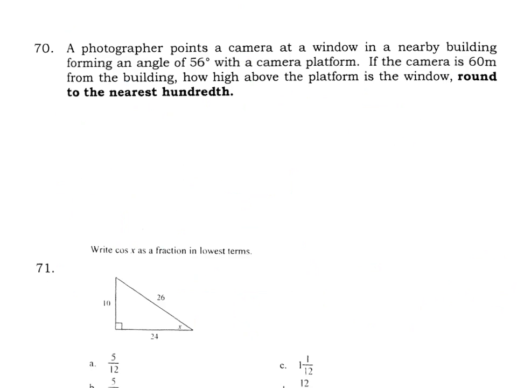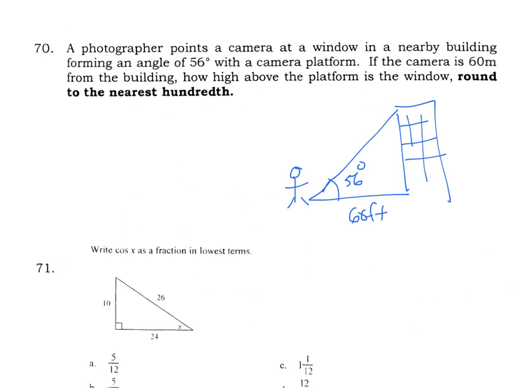Alright, so the next topic here, number 70, we're going to look at some trig stuff. A photographer points a camera at a window at a nearby building forming a 56-degree angle. Now, drawing pictures here, ladies and gentlemen, is your best friend. So here's Mr. Photographer, and we have a 56-degree angle. Now, at this point, make sure your calculator is in degree mode because we are talking about degrees, not radians. It says the camera is 60 feet from the building, so 60 feet from the building, and I'll draw the building up here if it helps the visual effect. There's my craptacular skyscraper.